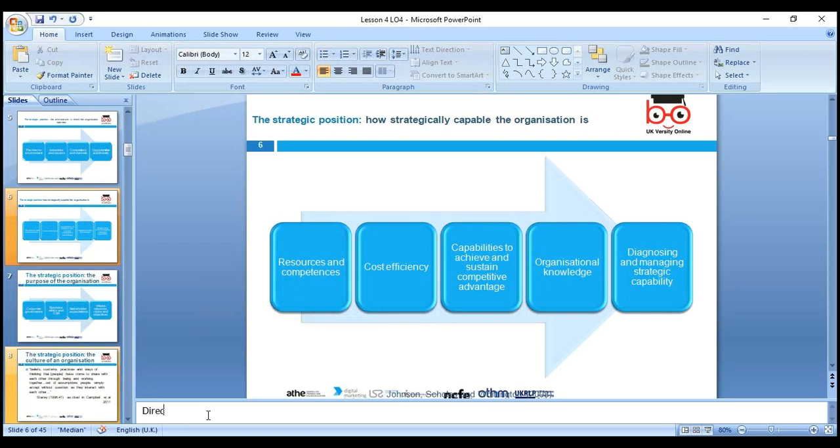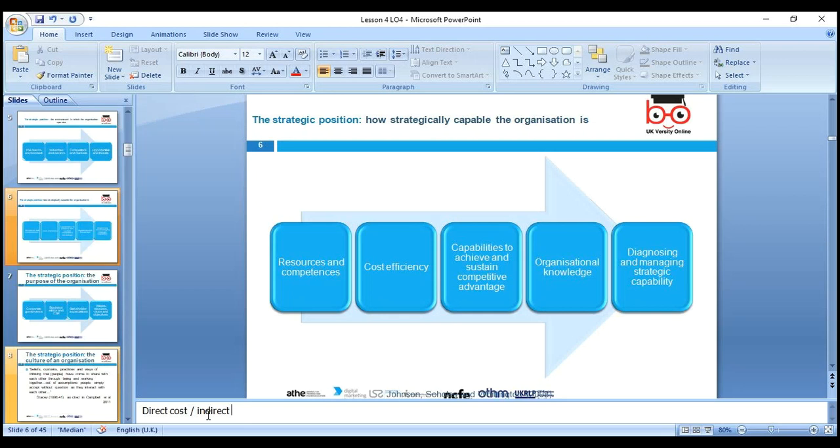So maybe we can categorize them into two: direct costs and indirect costs. So we need to look at direct costs, those that are directly involved, direct labor, direct material, and indirect costs, which mean all overhead costs, those not directly involved but still a part of the cost. So we need to think about how we can bring efficiency. Like the IT system, we have it in-house, maybe we outsource. So capability achieves sustainable competitive advantage.